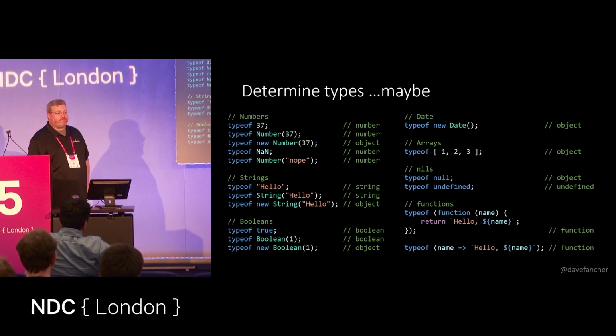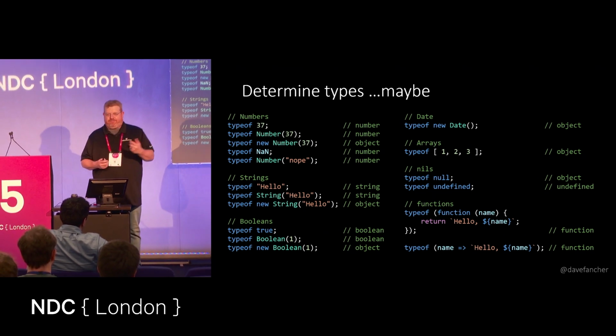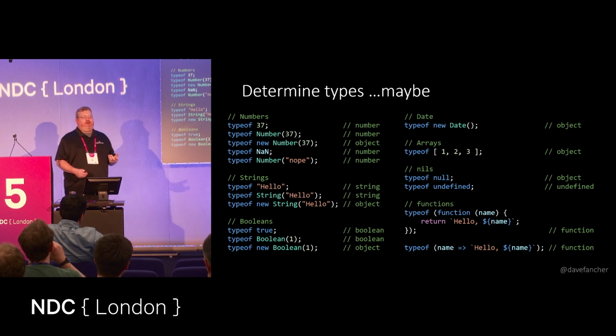Type of. You need to understand, do I have a string? Do I have an object? Do I have a function? That's where we go to type of.